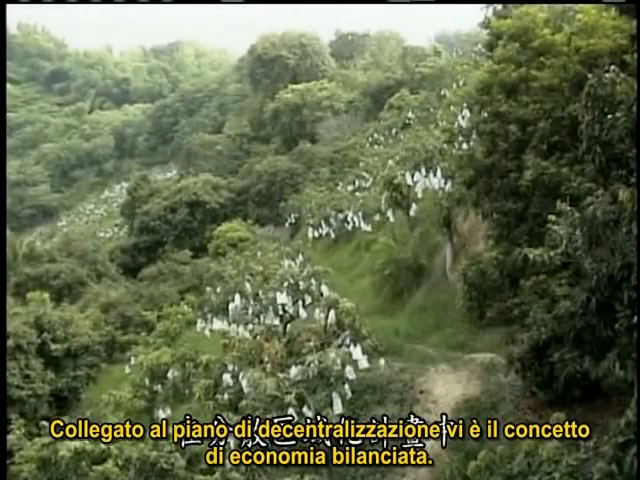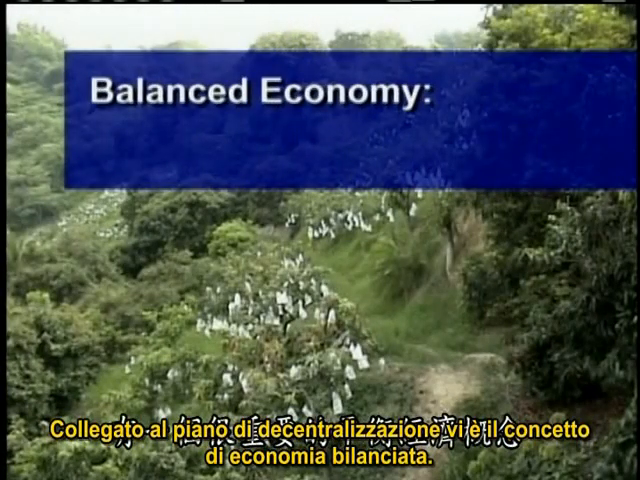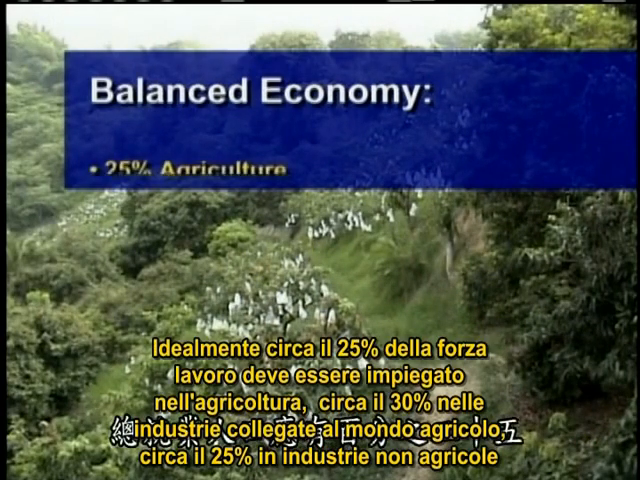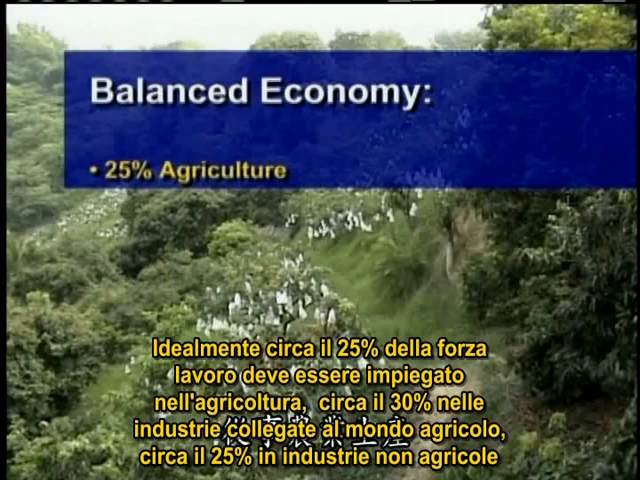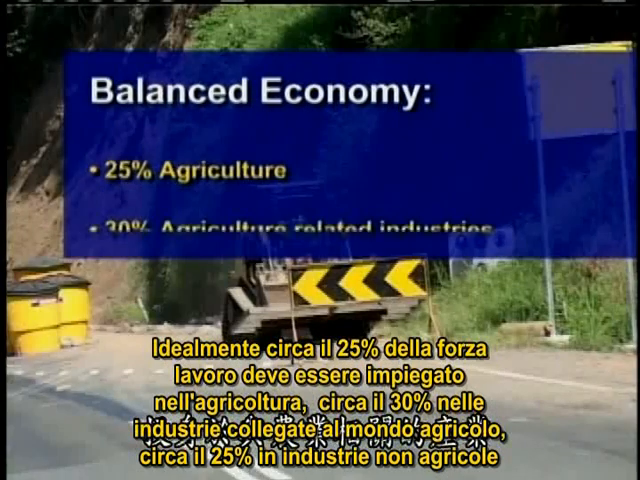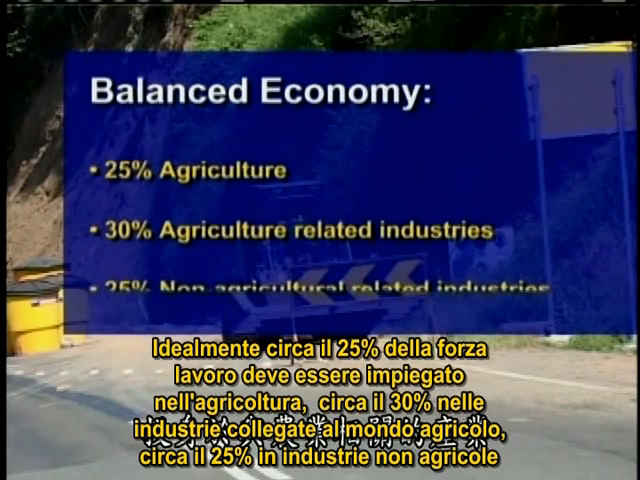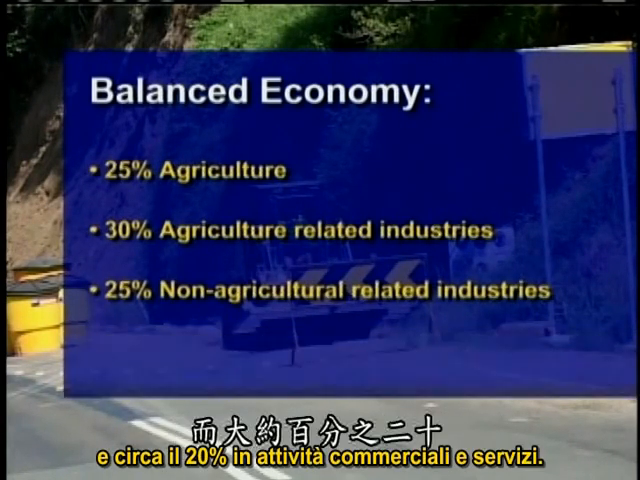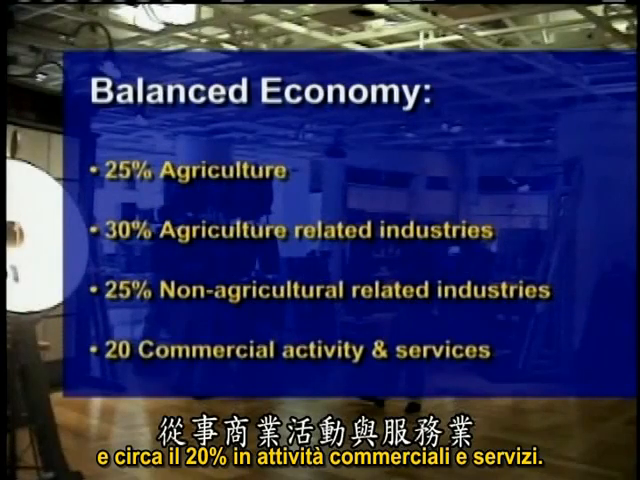Inherent in decentralized planning is the concept of a balanced economy. Ideally, approximately 25% of the workforce would be engaged in agriculture, with 30% in agriculture-related industries. A further 25% would be in non-agricultural industries, with 20% in commercial activity and services.